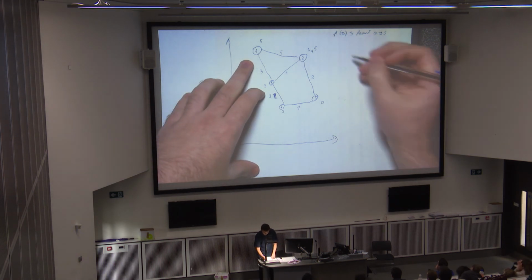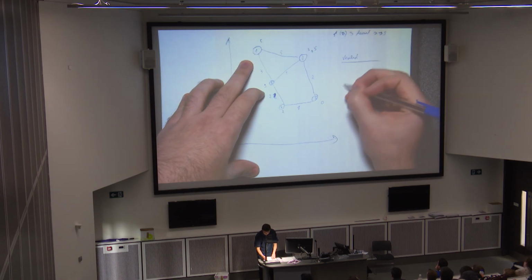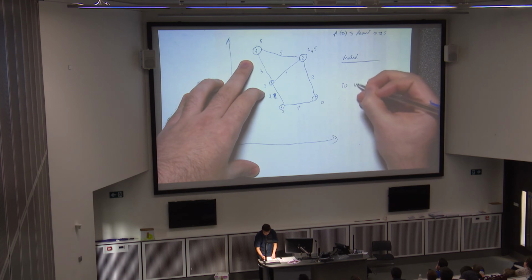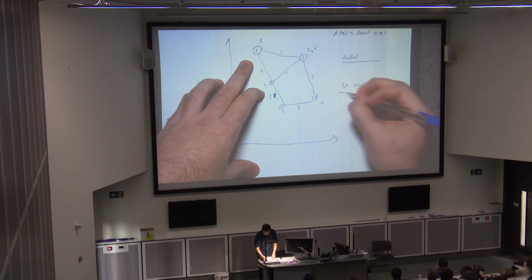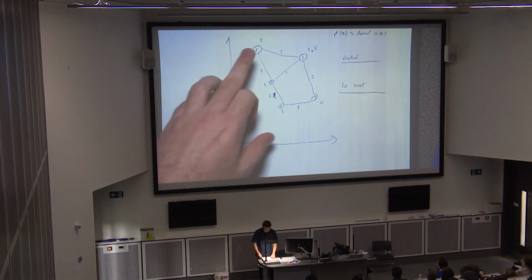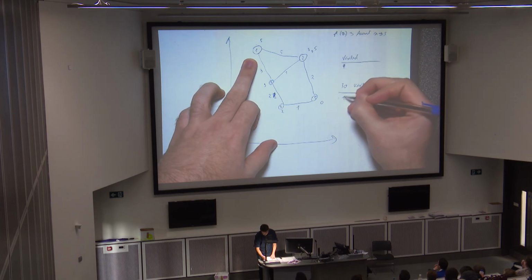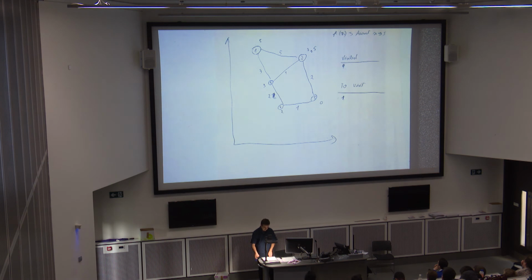So, right now we're going to have our visited and to visit lists. Okay? In our visited list, what we're going to put in the beginning, we're just going to put node 1, which is our start node. We're just going to put it in the to visit list for now. Okay? And then we go for it.